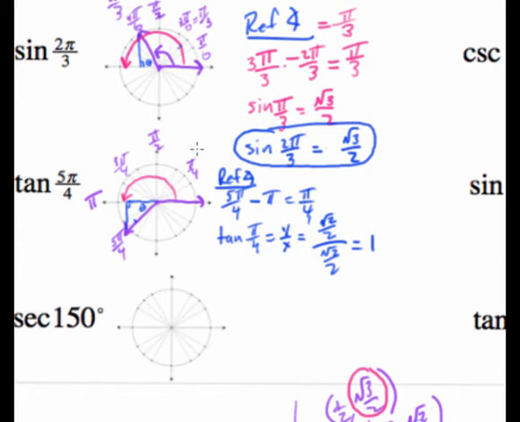Everything in the first quadrant is positive, okay? But we're in the third quadrant. So, again, we need to actually answer the question. So, the tangent of 5 pi over 4, we have to consider the sign of the tangent in the third quadrant. The sign of the tangent in the third quadrant is positive, so the answer is just positive 1 or 1.